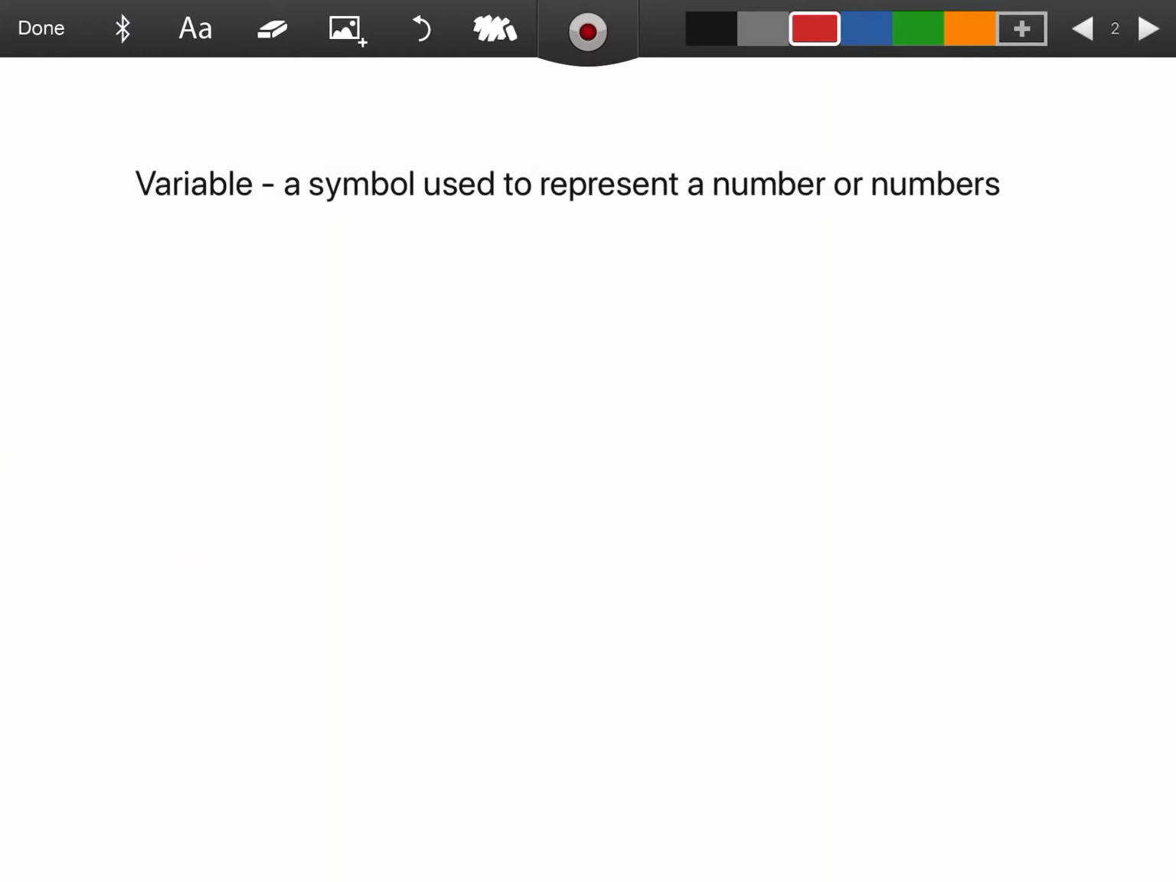We'll see a couple of different variables and variable expressions. A variable expression is just like any other numerical expression, except now it has a variable in it. So for x, this x represents some sort of number or numbers. This here is a variable expression.